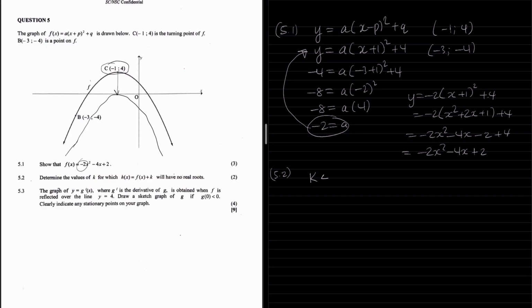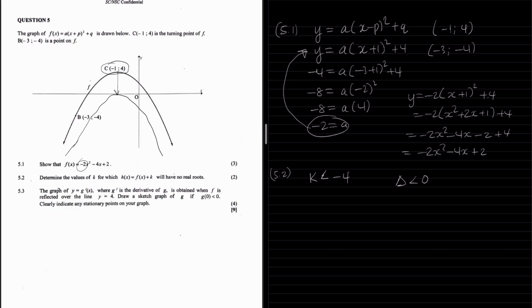So all I need to do is state that k needs to be less than minus 4. So minus 4 will work, actually less than or equal to minus 4. No, less than minus 4. Yeah, that's correct. Now of course you can do it the other way, where you say that the delta must be less than 0, but that will also work.